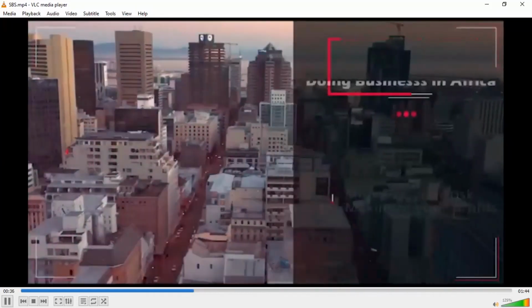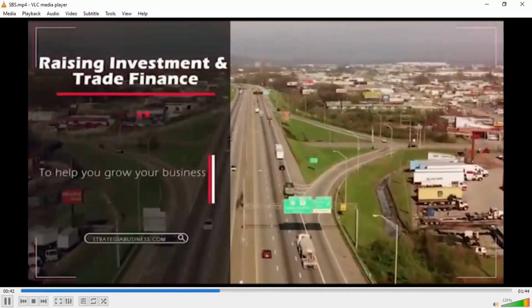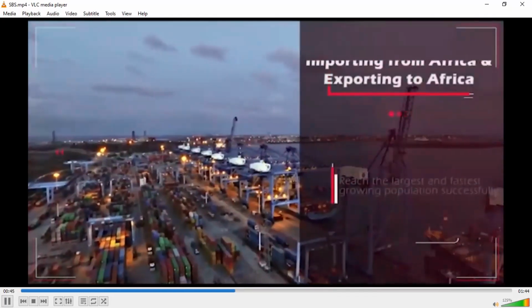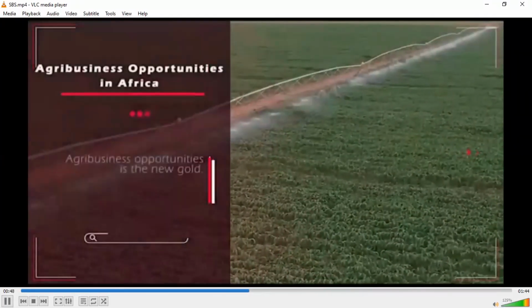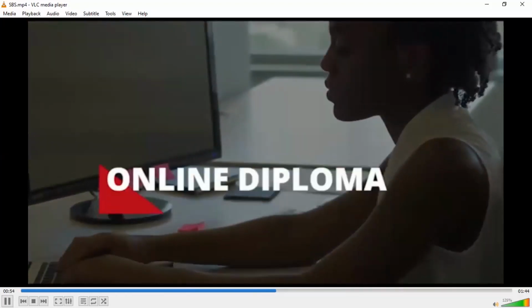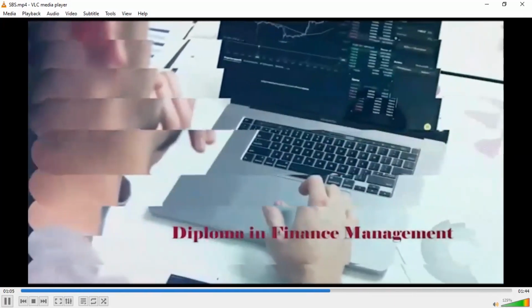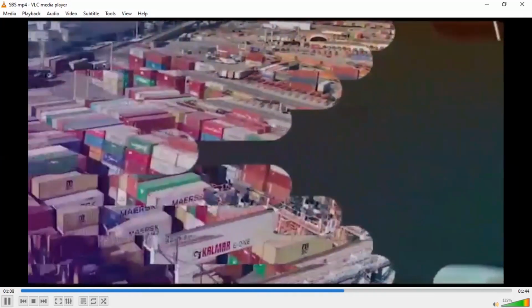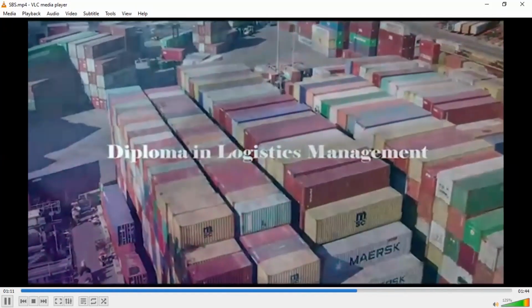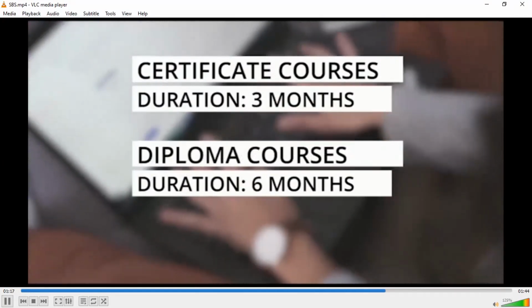Among the modules covered are doing business in Africa, raising investment and trade finance, importing from Africa and exporting to Africa, agribusiness opportunities in Africa, and understanding the African market. You can also register for online diploma business courses with a flexible learning schedule. Some of our courses include Diploma in Digital Marketing, Diploma in Sales and Marketing, Diploma in Finance Management, and Diploma in Logistics Management. Certificate courses run for 3 months, while diploma courses run for 6 months, and you can register at the beginning of every month.